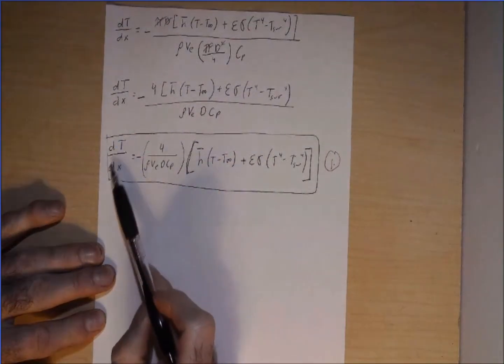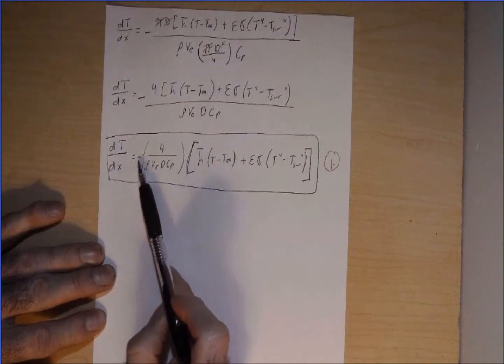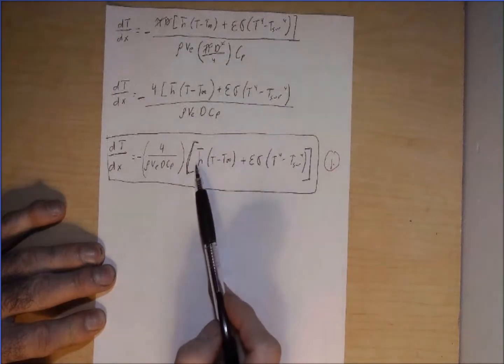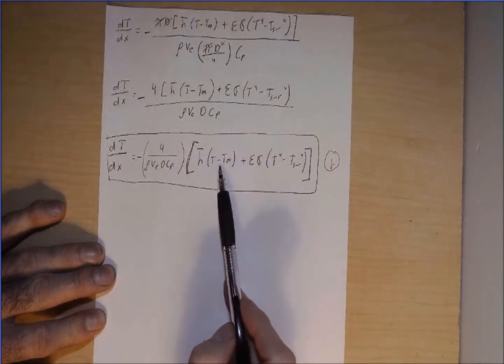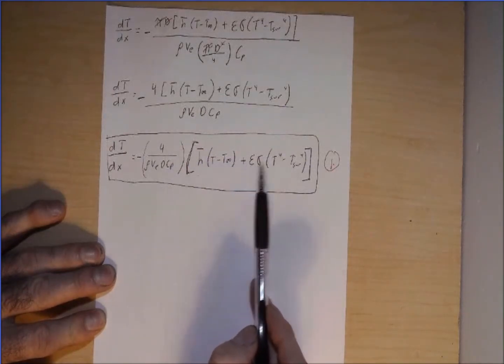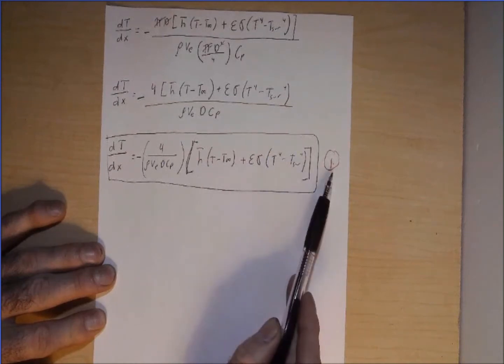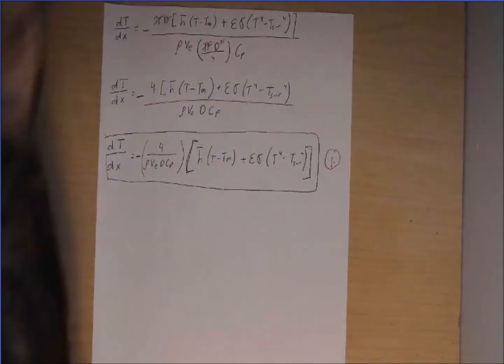And we end up with dT/dx equal to negative 4 over rho V_E d C_p times brackets: h bar times our temperature differential of T minus T infinity, minus epsilon sigma times the temperature difference of T to the 4th minus T surround to the 4th. We're going to call this equation 1.